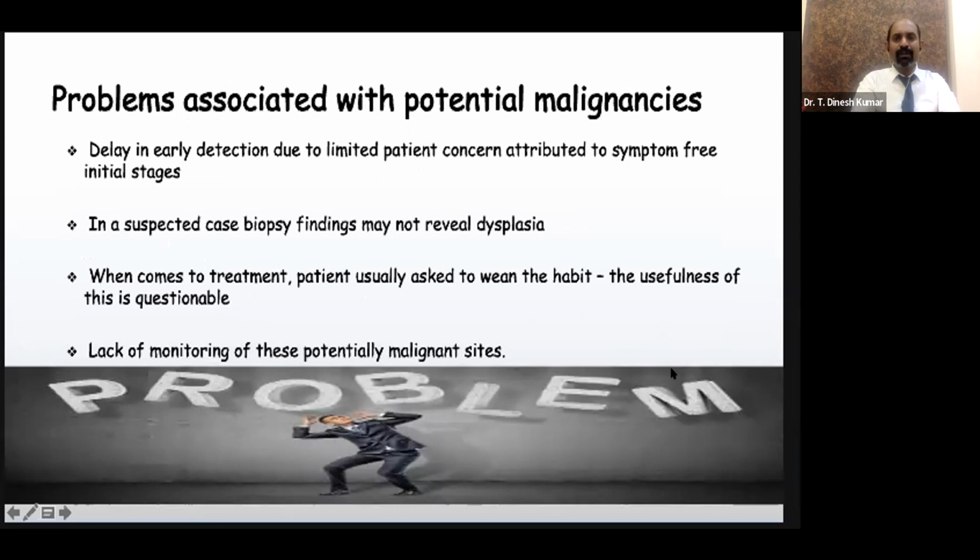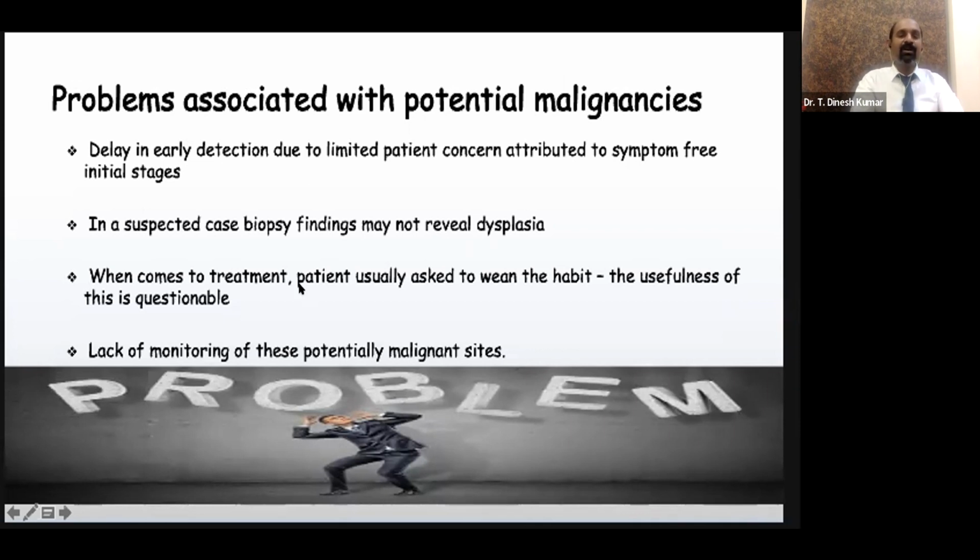As discussed before, if these lesions are identified early, it is easy to treat and prevent cancer. But these pre-malignancies also come with their own share of problems. So what are the problems associated with these malignancies? Usually there is a delay in early detection due to limited patient concern, attributed to symptom-free initial stages. The initial stages are symptom-free. In a suspected case, even if you do a biopsy, which is removing a tissue from the patient and looking for some cytological atypia or tissue changes, the biopsy also may not reveal dysplasia.